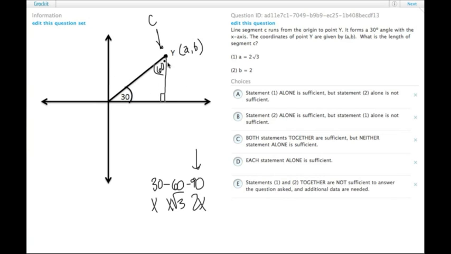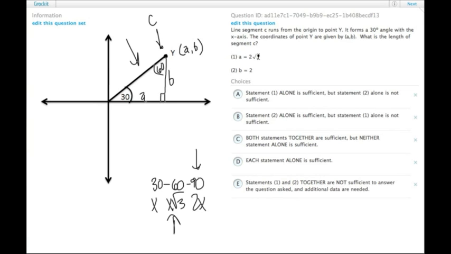We also have some idea of what these numbers are going to be. The distance A along the x-axis that produces the x value of point Y is this distance, and then B, the vertical distance, is this. So if we get either A or B, and we can already see that we get both A and B in the answer choices, if we get either of these, that's going to give us one of these values, and we can solve for the rest and get the hypotenuse. Let's take a look at those statements.